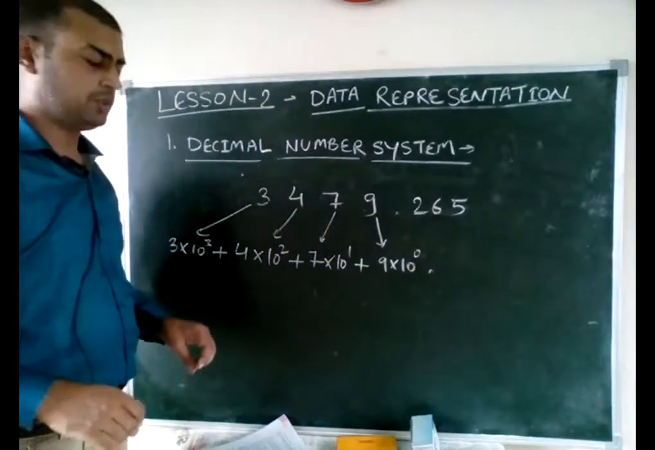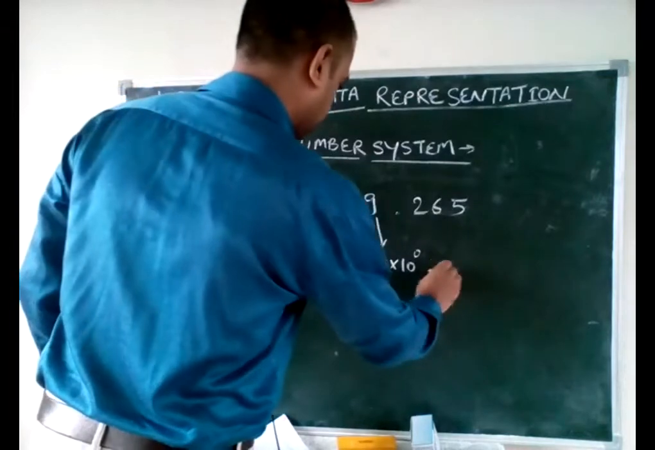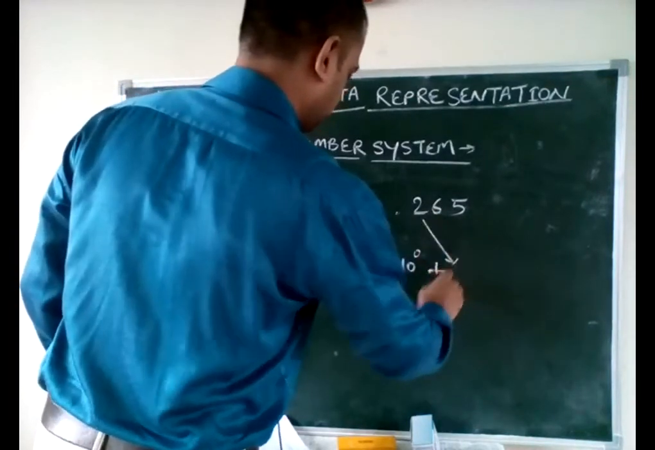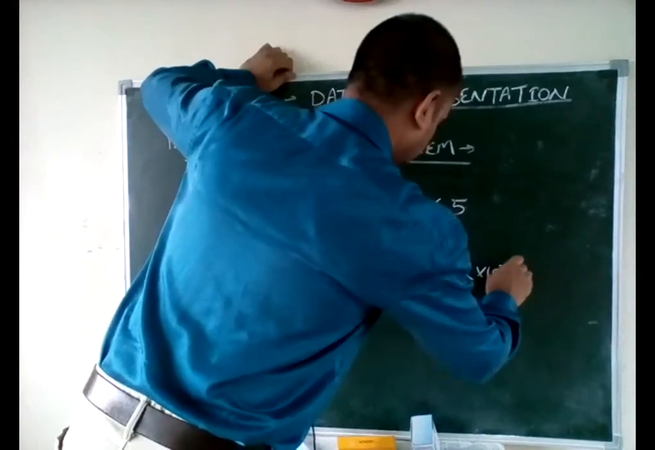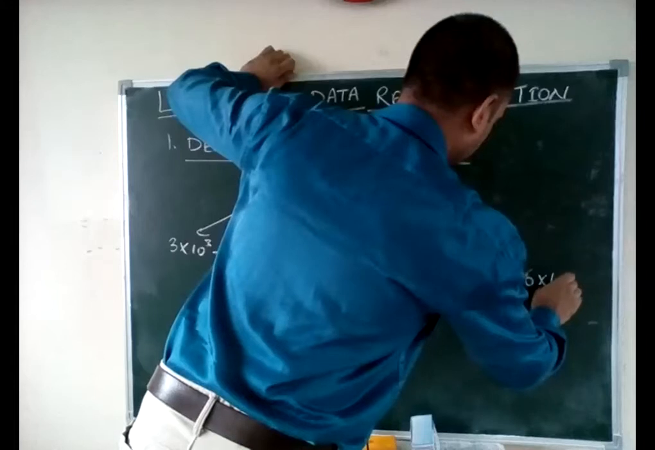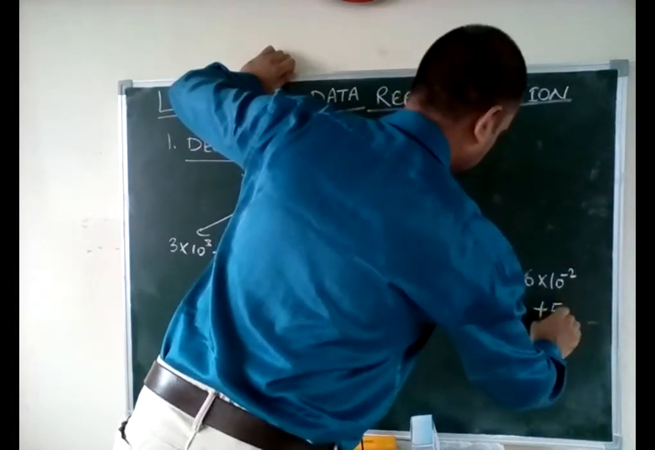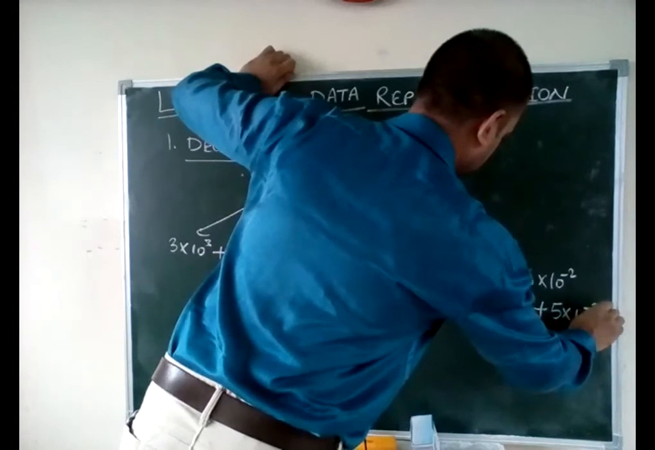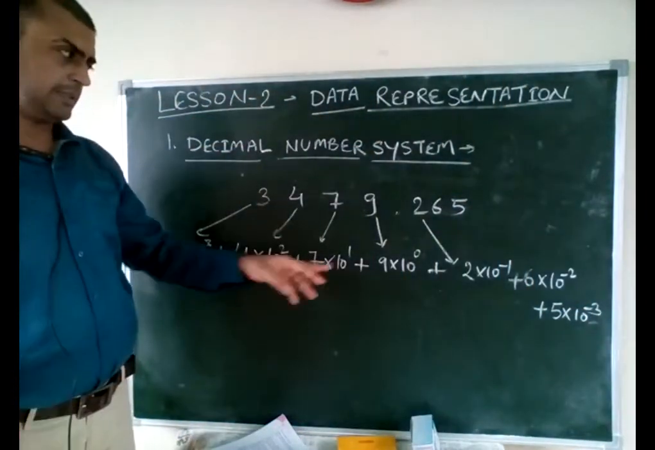This is our dot. Now then after, this number: 2 into 10 to the power minus 1 plus 6 into 10 to the power minus 2 and plus 5 into 10 to the power minus 3. Like this it will increase.